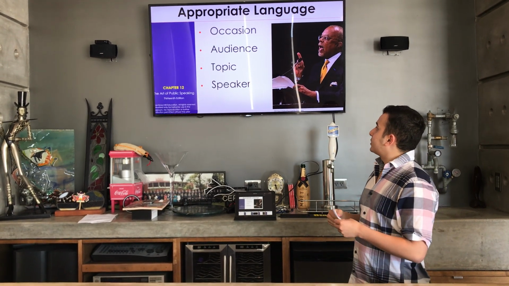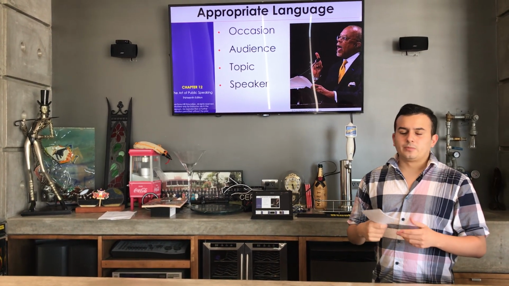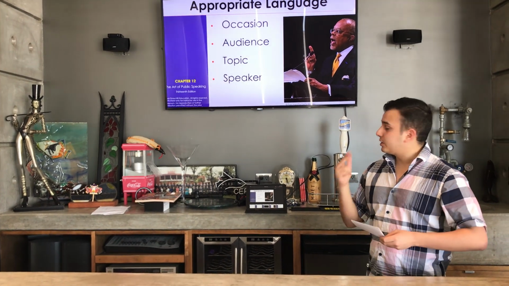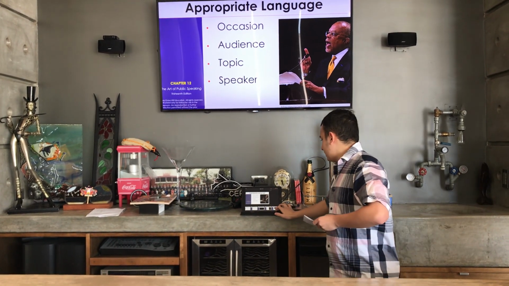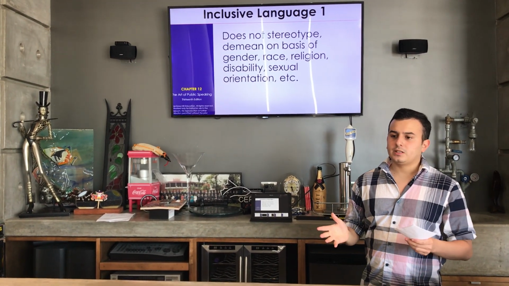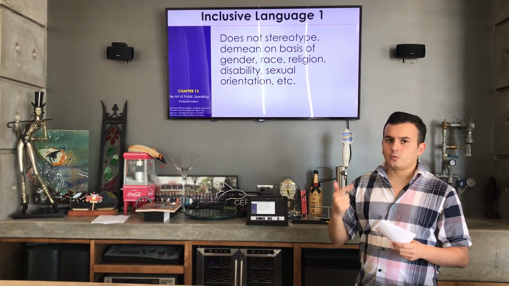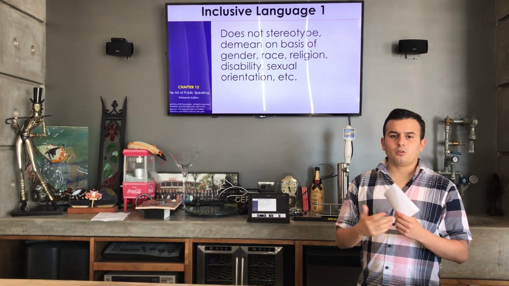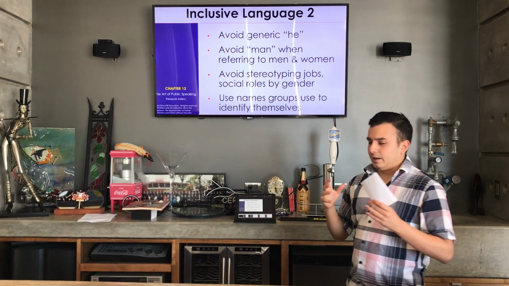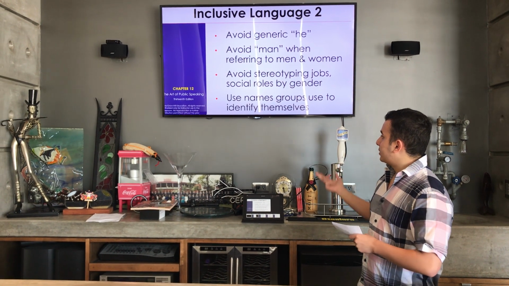So next, for the usage of language, is to use the appropriate language. Whenever you are giving a message, your message can be anything, good or bad, but you need to make it appropriate to the occasion, the audience, the topic, and the speaker. The way to do that is the use of inclusive language. In a broader sense, inclusive language tries to not stereotype the meaning on the basis of gender, race, sex, religion, disability, or any kind of those things. That's the basic sense of it. But in a more specific sense, inclusive language tries to avoid all these types of things.